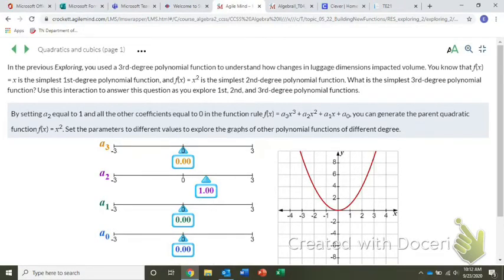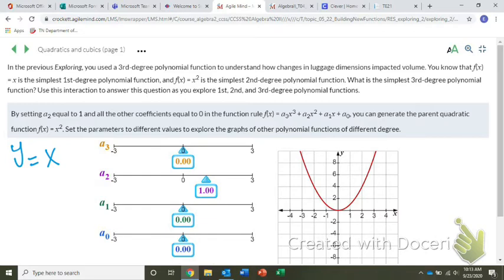We are on topic 4, SAS 3, exploring quadratics and cubics, and it is on page 93 in our workbooks. So, it says, in the previous exploring, you used a third-degree polynomial function to understand how changes in luggage dimensions impacted volume. You know that f of x equals x, or also known as y equals x, is a first-degree polynomial function because that x has a first degree.